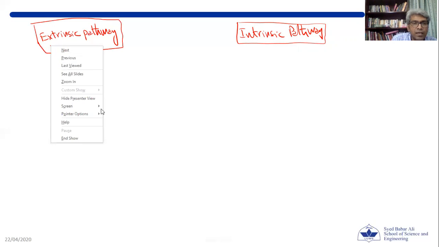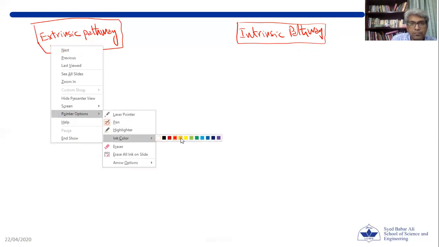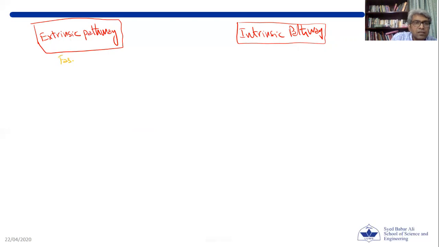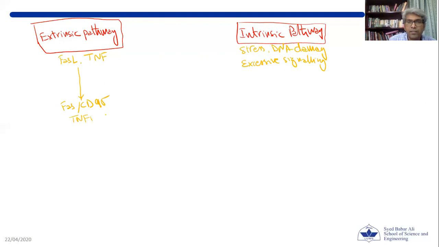So the extrinsic pathway involves Fas ligand. It can be activated by the TNF cytokine. The intrinsic pathway can be activated by stress, DNA damage. It can be activated by excessive signaling. And your extrinsic pathway binds to Fas, which is CD95, I believe. Let me check. Yes, and then it can also bind to the TNF receptor.